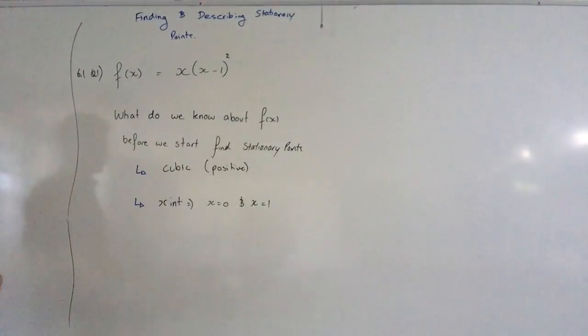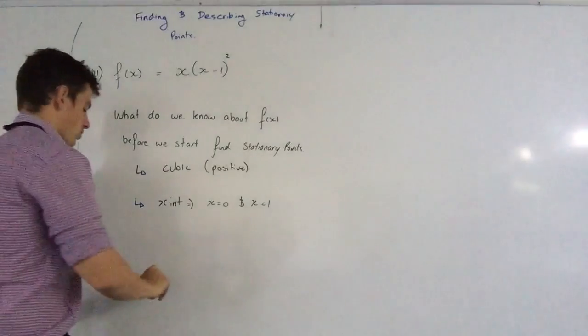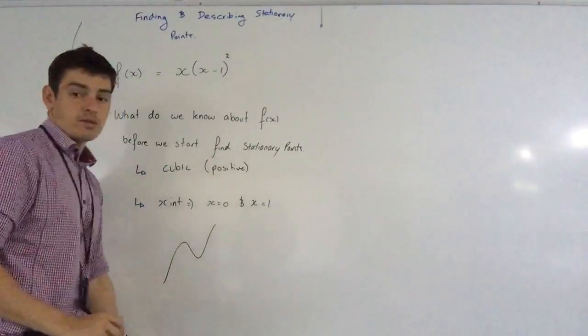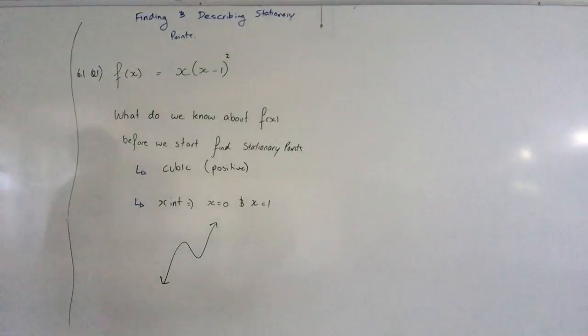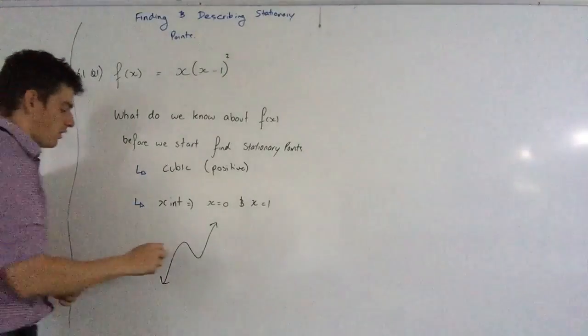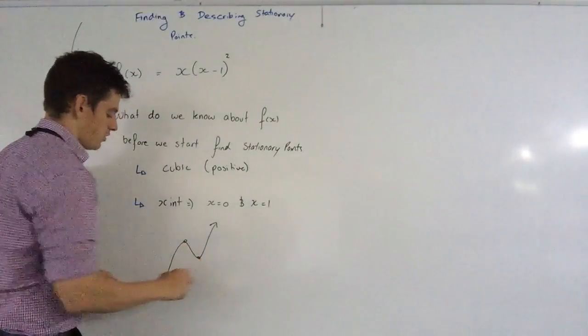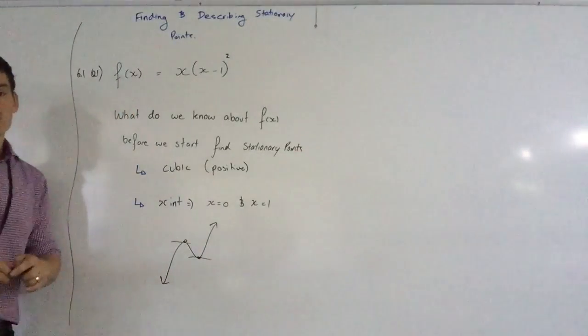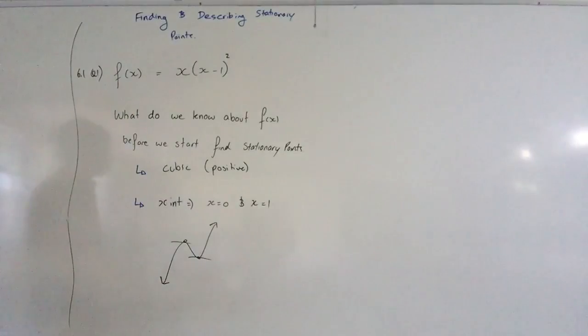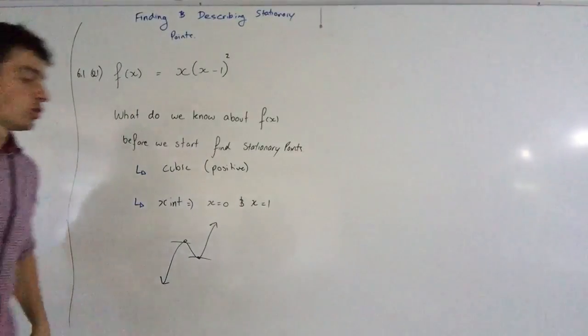So we know that it's a cubic, we know that it's positive, which means it's probably going to look something like this. Our function will look something like that. So I'm looking for some turning points. If I was studious and I watched the last video, I'd know that I was probably expecting 2 turning points. I may not get 2, but I should see 2.